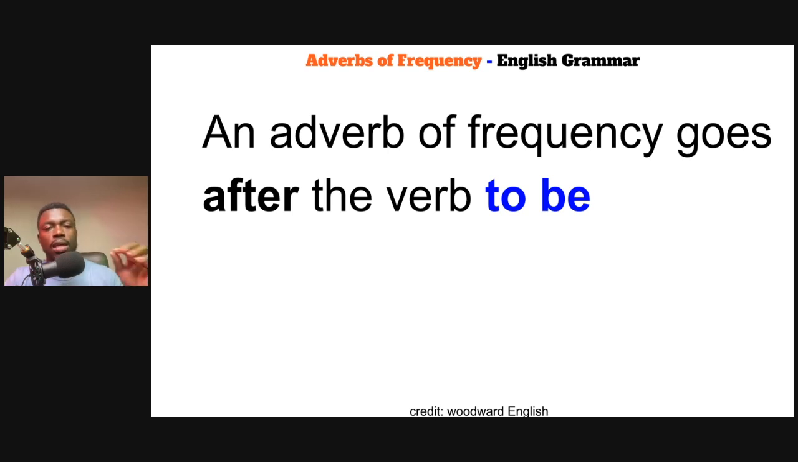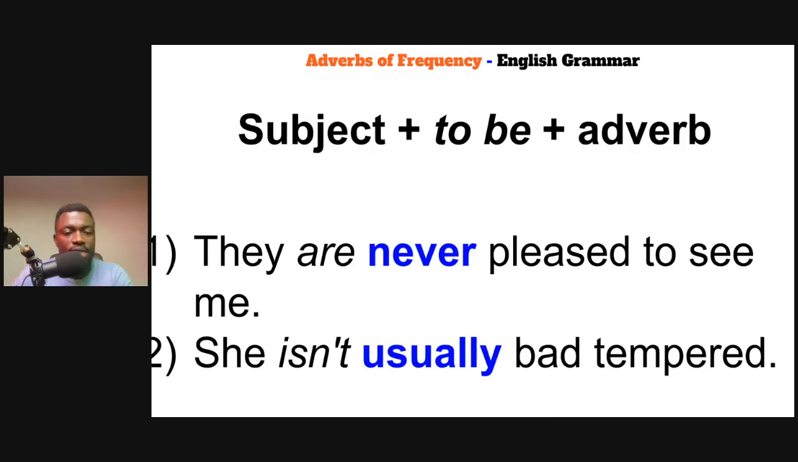OK. An adverb of frequency goes after the verb to be. When it comes to verb to be, the adverb of frequency goes after the verb. Par exemple, They are never pleased to see me. Pleased veut dire content. Ça veut dire qu'ils ne sont jamais contents de me voir. Vous mettez l'adverbe never après le verbe to be, are.